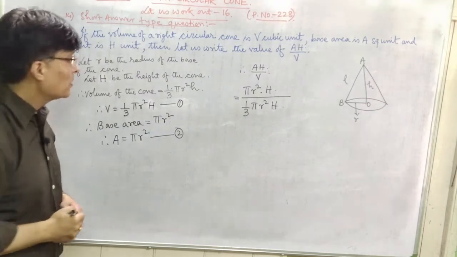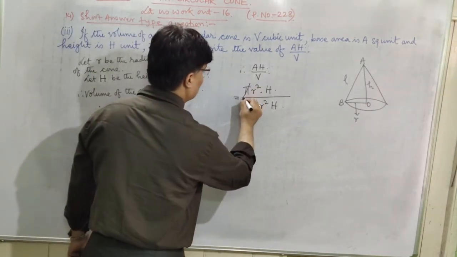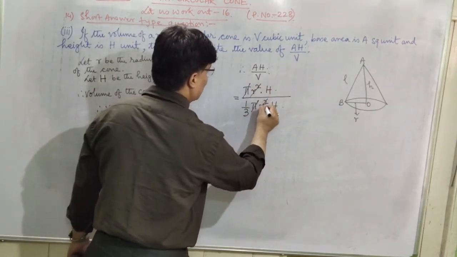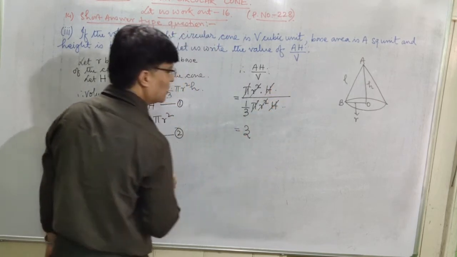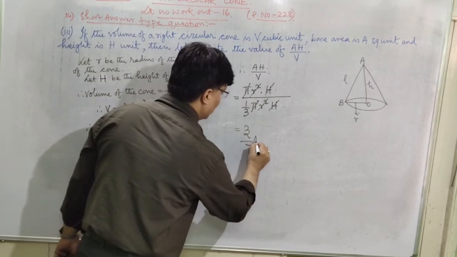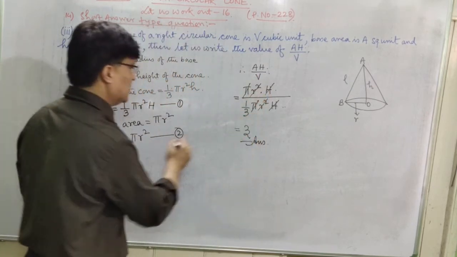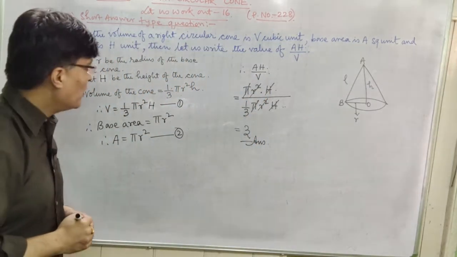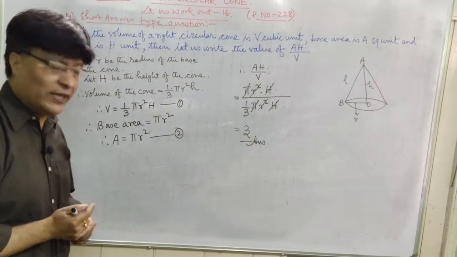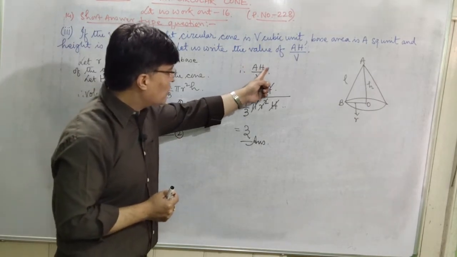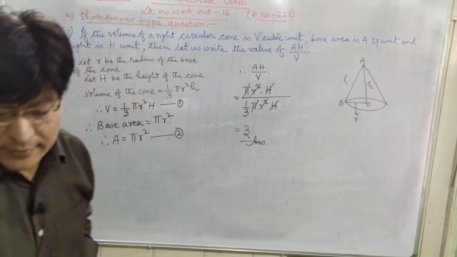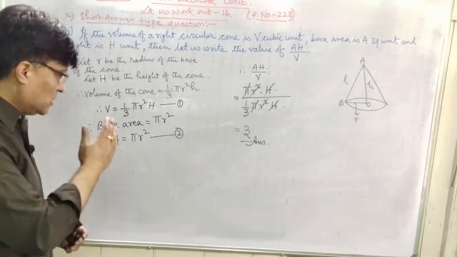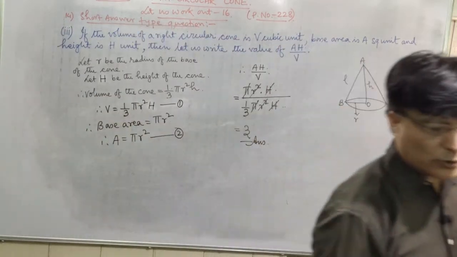Is that clear? So now we can cancel here. The pi gets cancelled, r square gets cancelled, H gets cancelled, and 3 goes up in the numerator. So what is the value for AH upon V? It is 3. So that is the final answer. So I think you have understood it. So you can copy it. We'll do the next question.